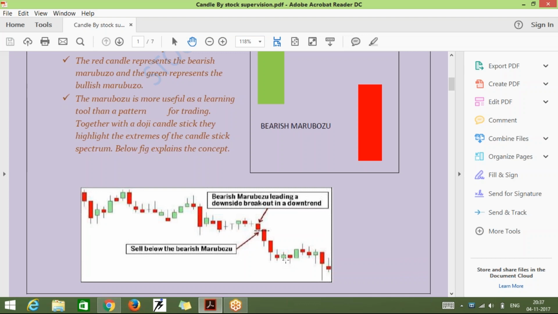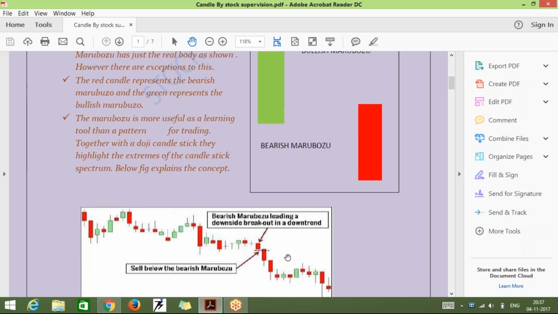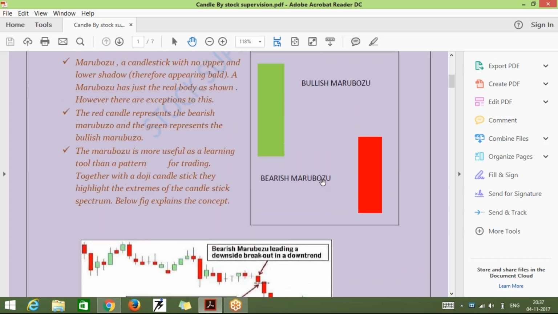Let me tell you how to trade Marubozu. There are two kinds of Marubozu: bullish Marubozu and bearish Marubozu. In a bullish Marubozu there is no shadow, so the open is equal to the low and the high is equal to the close. So what exactly is the trade setup?